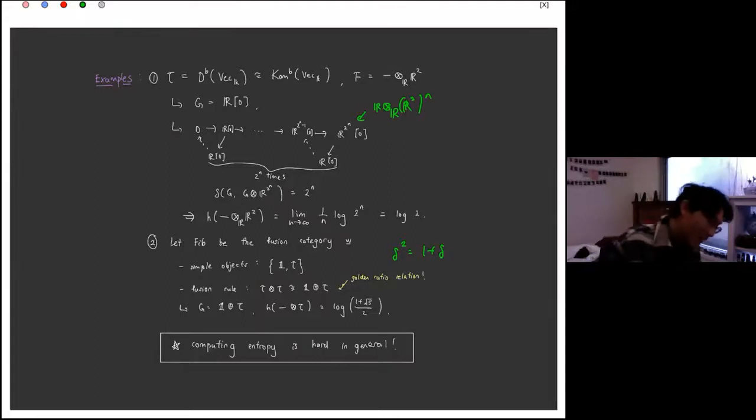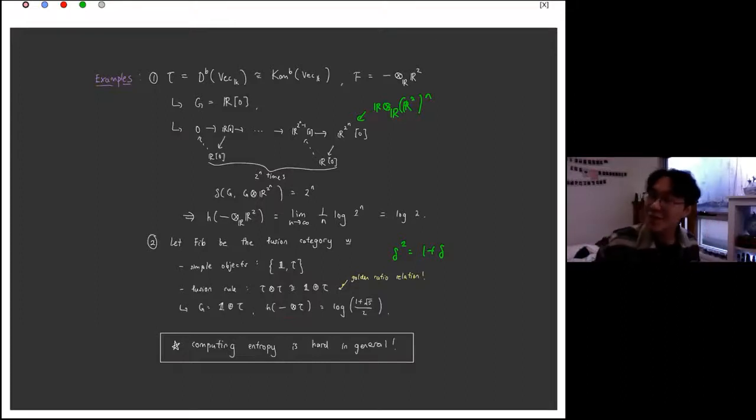And my claim is that in this case, the split generator can be taken to be just the direct sum of 1 with tau. And if I compute the entropy of this functor, all I'm going to get is the logarithm of the golden ratio, because all I'm doing is multiplying by the golden ratio in the categorical sense.